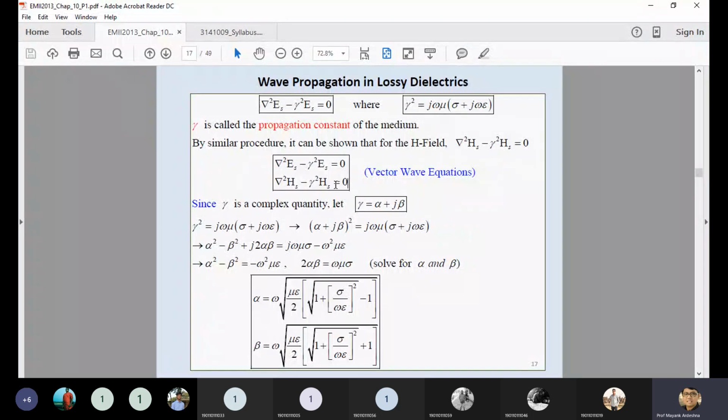Now, instead of this gamma square, they can replace the value with alpha plus j beta. Why is it like this? You can see the constant gamma square on your screen. You can identify that gamma square is equal to j omega mu sigma plus j omega epsilon. So if you separate out the real part and the imaginary part, what do you get?